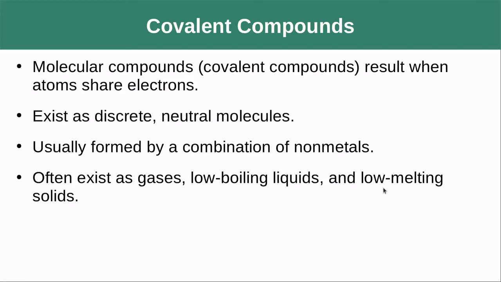Covalent compounds. Molecular compounds or covalent compounds result when atoms are shared. They exist as discrete neutral molecules. They're usually formed by a combination of nonmetals. They often are gases or liquids that boil really easily, or at least low melting point solids.